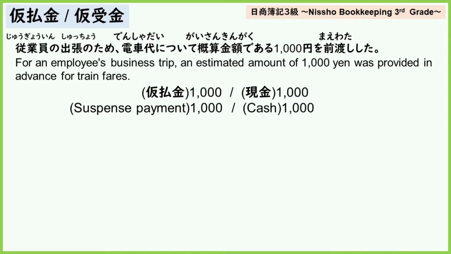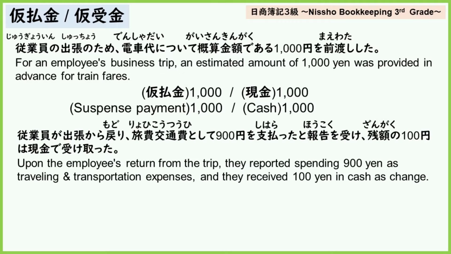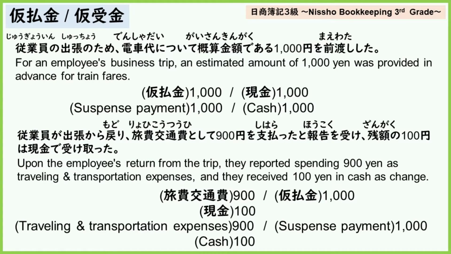Now, let's look at the journal entry when the amount for the suspense payment becomes certain. Upon the employee's return from the trip, they reported spending 900 yen as traveling and transportation expenses, and they received 100 yen in cash as change. The journal entry is debit, traveling and transportation expenses 900, cash 100. Credit, suspense payment 1,000.